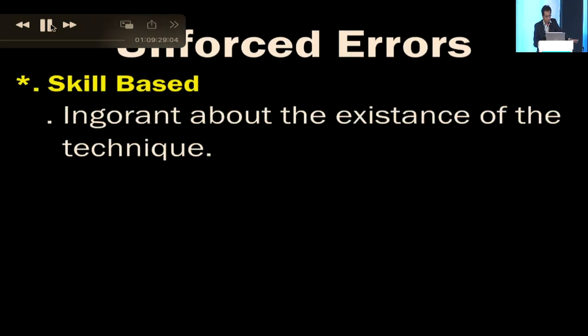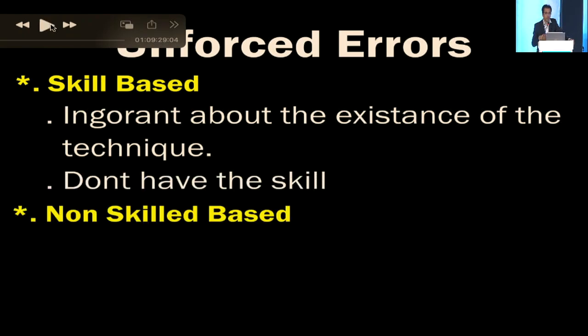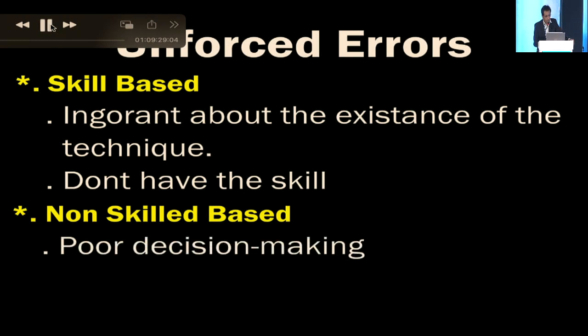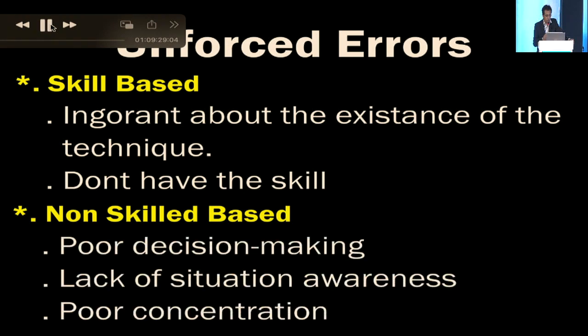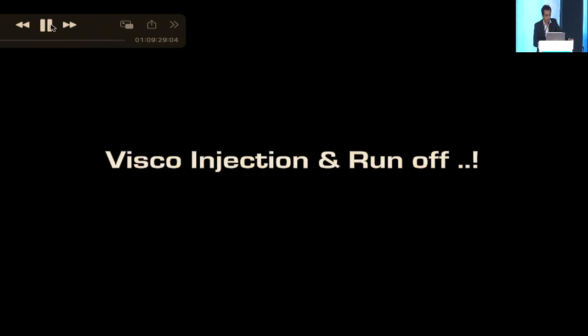I would like to classify them as skill-based and non-skill-based. Skill-based would also include a conceptual error, where the surgeon does not have the right concepts. And the more important aspect is the non-skill-based, which we have to train the younger surgeons on. Most people focus on the skill ones, but the non-skill-based also have a role to play.